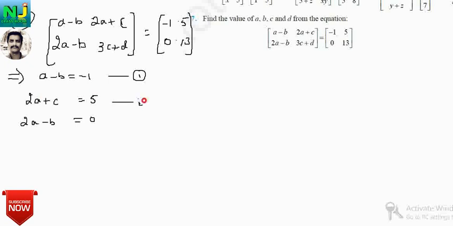Called as equation 2 and this one as equation 3. So next one, 3c plus d is equal to 13. Called as equation number 4. So listen, very simple. a minus b is equal to minus 1, 2a plus c is equal to 5. So what we have to do? We have to solve. Very simple.